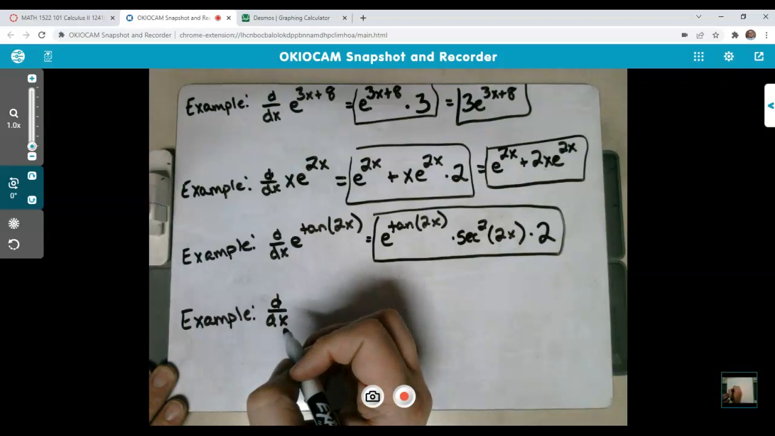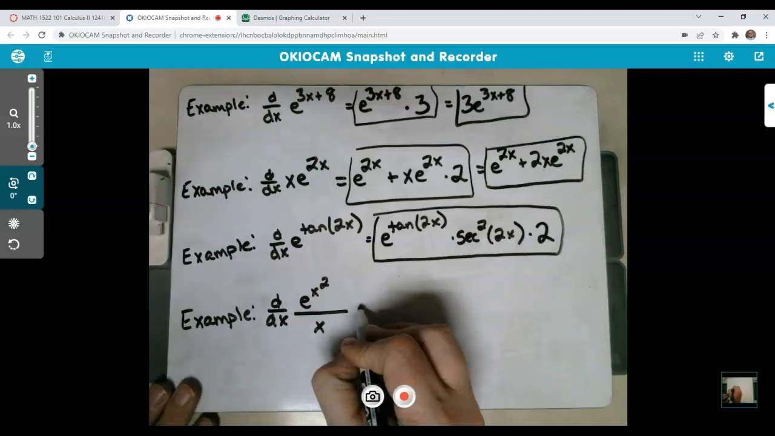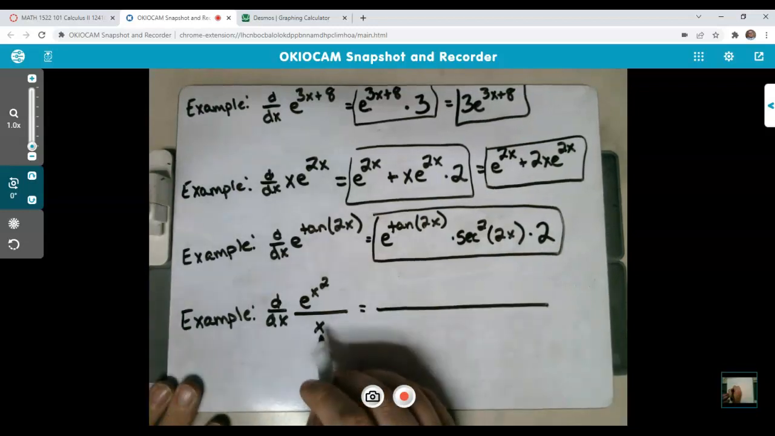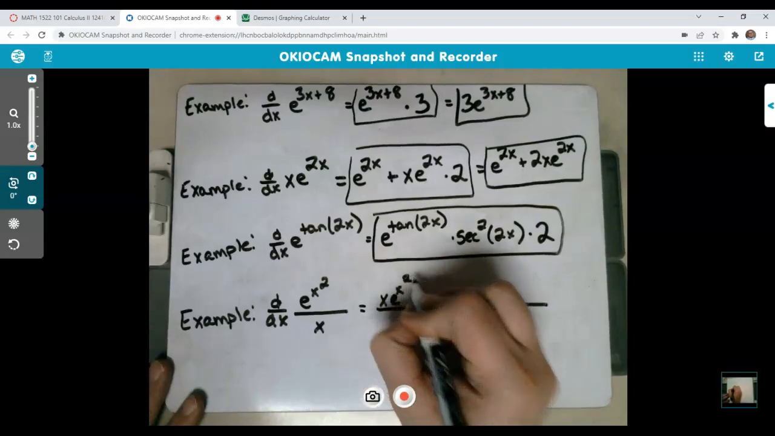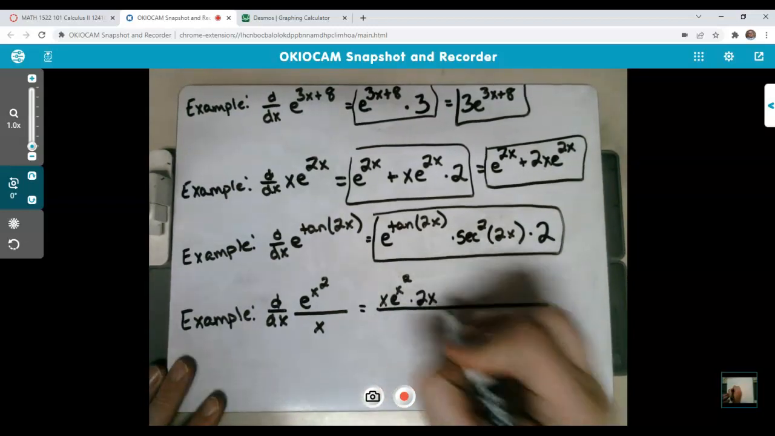The derivative of e to the x squared over x. So this is a quotient, and therefore we need the quotient rule, right? Remember that's low d high, high d low. So we're going to start with low, which means I'm just going to leave the denominator. D high, which means I'm going to do the derivative of the top part. Remember, e stays e, so e to the x squared, but I've got to use the chain rule. The derivative of x squared is 2x.